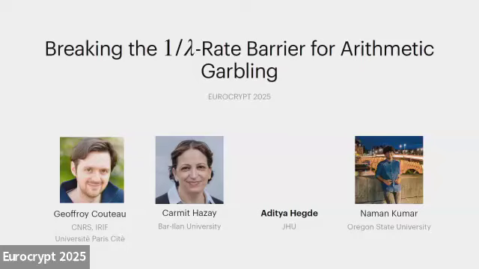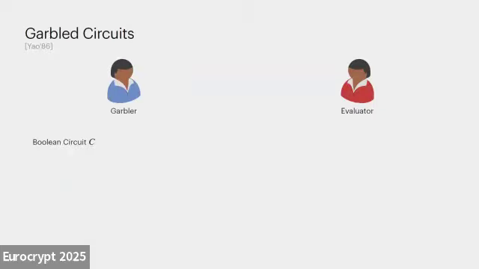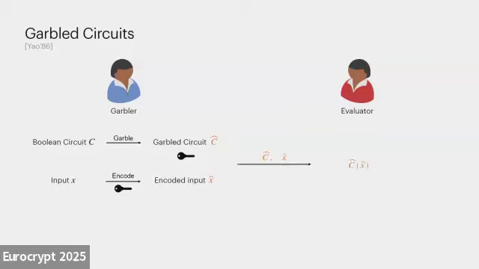I'll be presenting breaking the 1/lambda rate barrier for arithmetic garbling. This is joint work with Jofa, Karmeet, and Naman. So let's get started. I'm sure you all know what garbled circuits are, but let's quickly recap. A garbling scheme allows a garbler to take a Boolean circuit and compute an encrypted circuit called a garbled circuit and some key. The key can then be used to encode the input, and an evaluator can then use the garbled circuit and evaluate it on the encoded input.